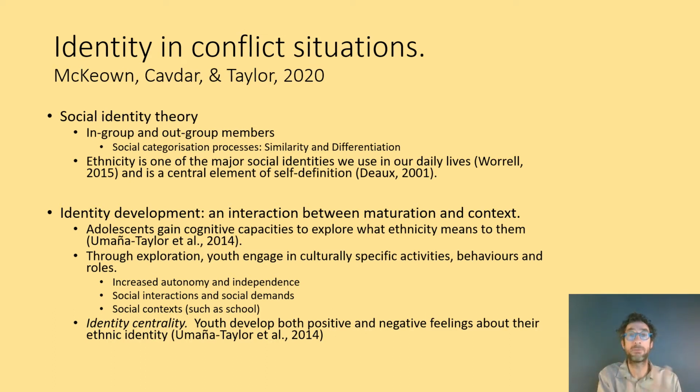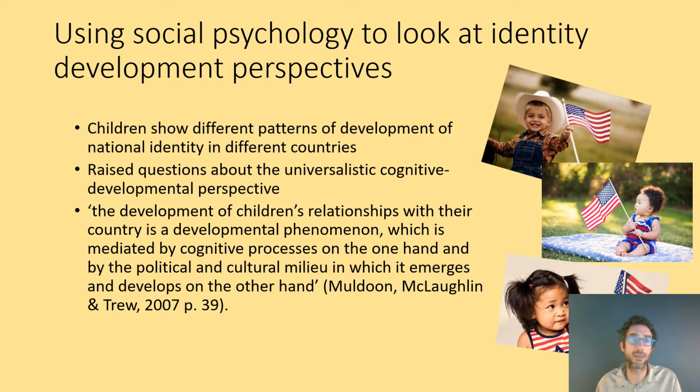So people explore activities, behaviors and roles in culturally specific positions. So this might mean about their increasing autonomy and independence, but there's also interactions with other people. There's demands. As we grow older, we find ourselves being placed into expectations of roles, and we move through various social contexts. So here I've mentioned schools. That's going to be really important in the second video. Through this, and if we were looking at ethnic identity, but we could look at other meaningful social identities, we can say that as we develop, we grow more positive and negative feelings about ethnic identity and our own identity and position in that.